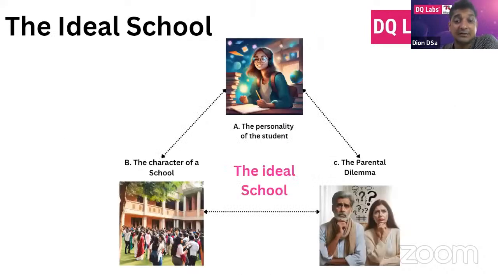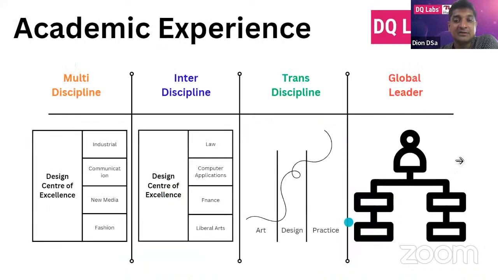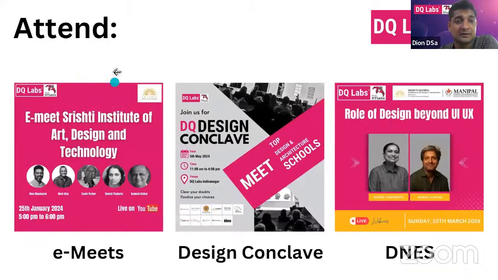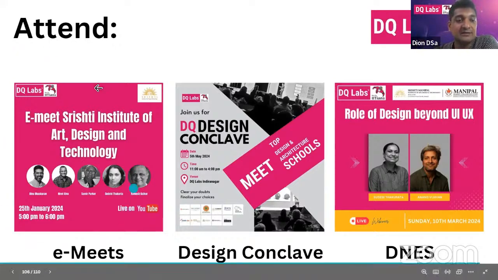To find the ideal school, you need to match the personality of the student, the character of the school, and the parental dilemma. We spoke about four academic experiences that would vary from school to school. Now, to understand the experiences at each school, we have multiple events that are being planned. All right, multiple events. So the first event is something called an e-meet, right?